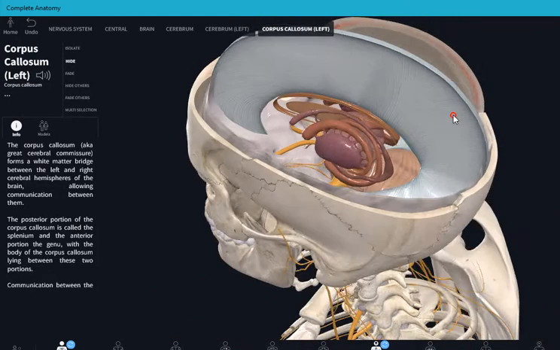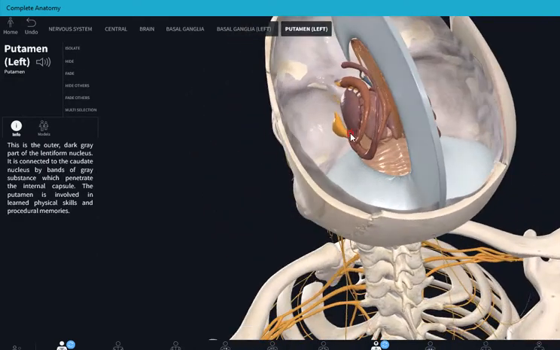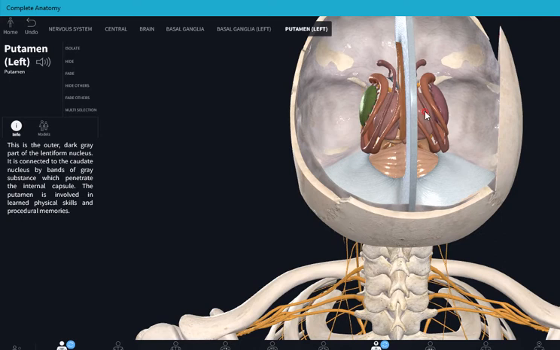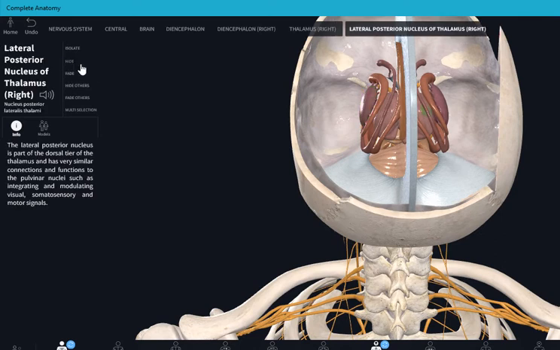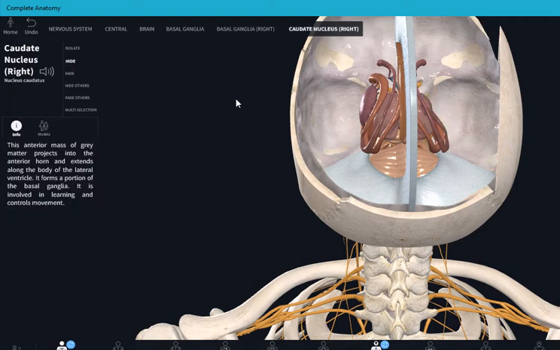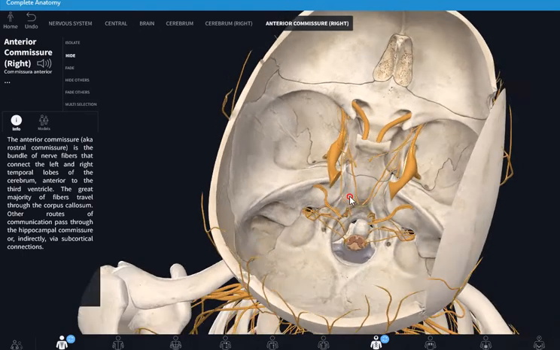Now this is the putamen. These are the different nuclei which are involved in the basal ganglia. We are not concerned with that now, so we are going to remove all of them. So let's remove all the structures. Upon removing all the structures, we realize the following.